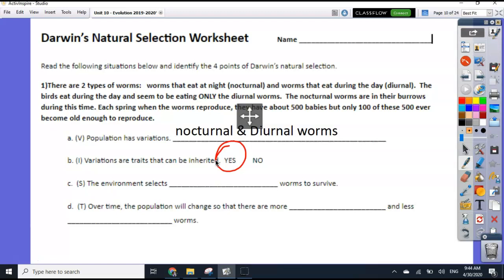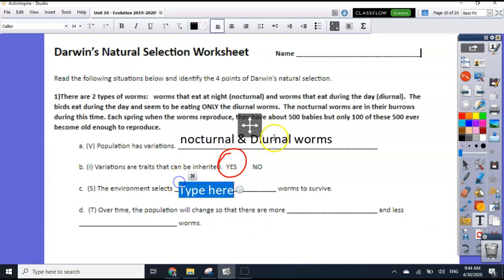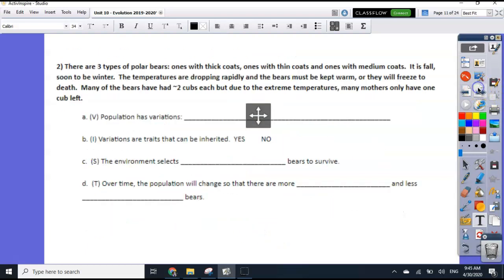All right, which worms are going to end up surviving? So it says that the birds eat the diurnal worms. So only the nocturnal worms are going to survive. And then over time, the population will change so that there's more which type of worms? So if the nocturnal ones are surviving, there's going to be more nocturnal worms and less diurnal worms.